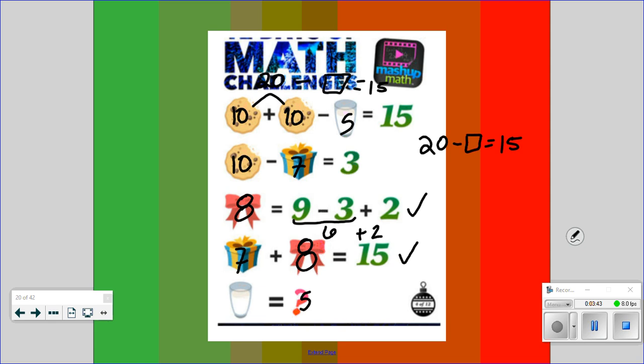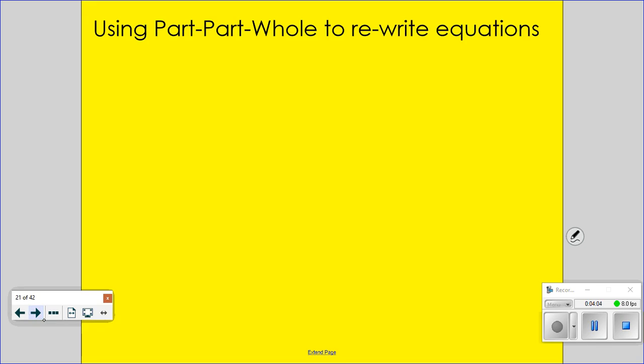Very good. All right, today we're going to be looking at all the different ways that we can build an equation, because sometimes how an equation is written might not be the easiest way for us to think about it, and we can rearrange it to make it a little easier for our brains. Go ahead and turn to the next blank page. Title is at the top. It says using part-part whole to rewrite equations.